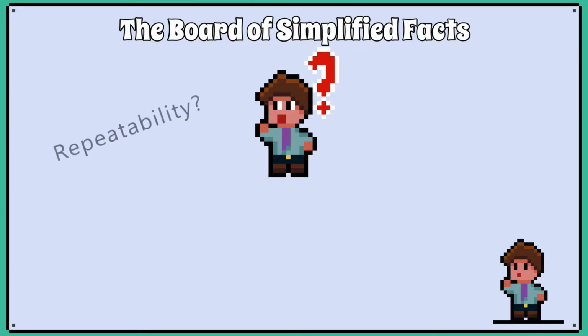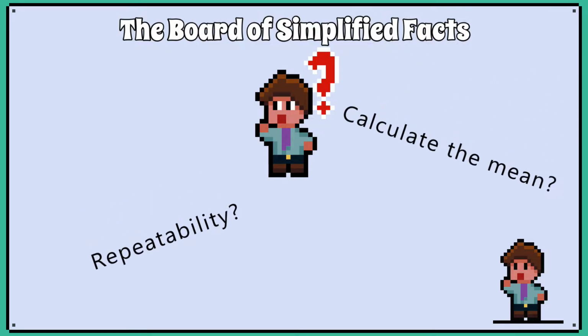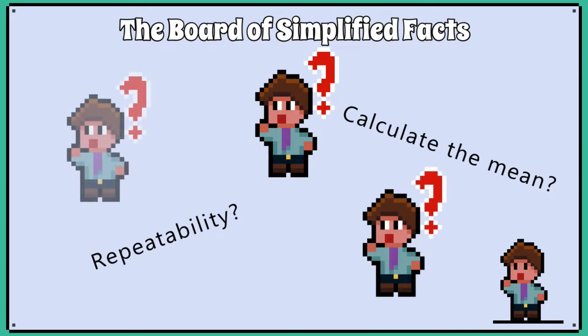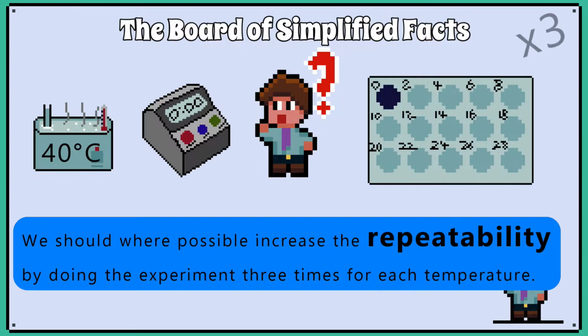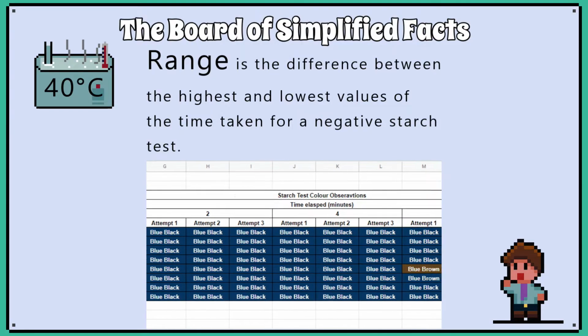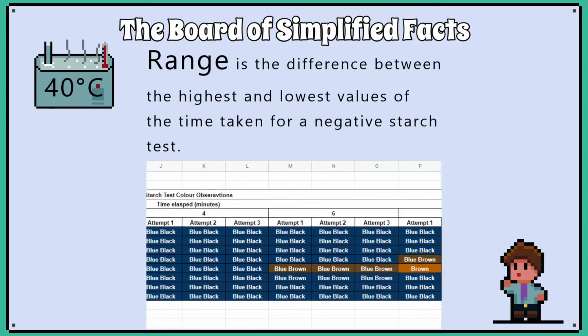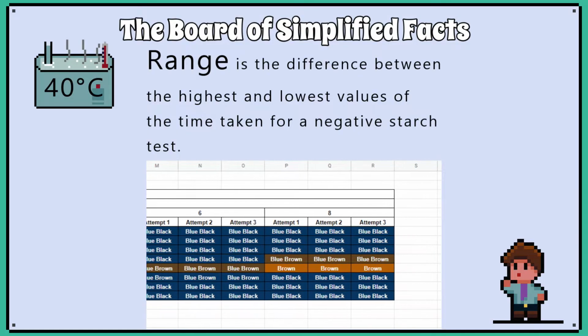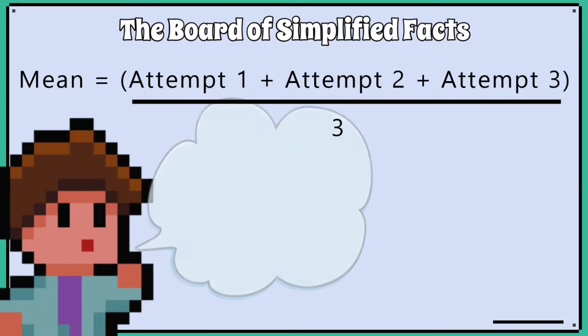Another thing to consider is what are some good practices we can do regarding collecting data. Where possible, increase the repeatability by doing the experiment 3 times for each temperature. Note, if the range between repeats is small, then this also suggests our data is repeatable and it demonstrates precision. We can then calculate a mean.